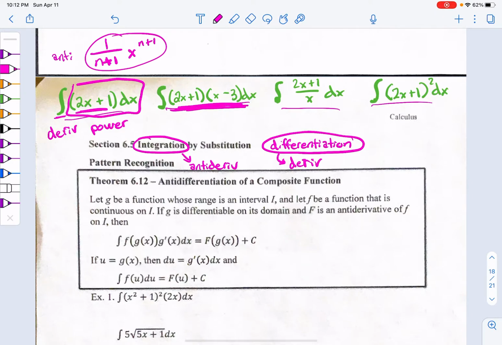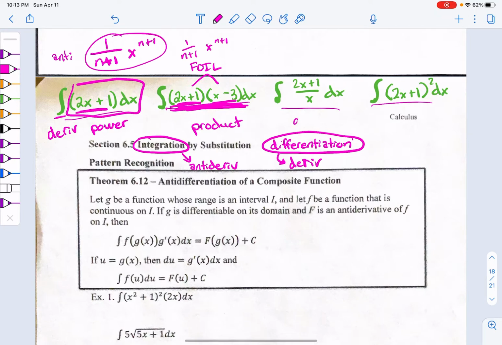This guy, for derivative, would be a product, because it's the product rule, two things multiplied together. But for antiderivative, we would end up multiplying those together. We would FOIL and then do 1 over n plus 1 x to the n plus 1. That would be the rule. We would do that same thing.